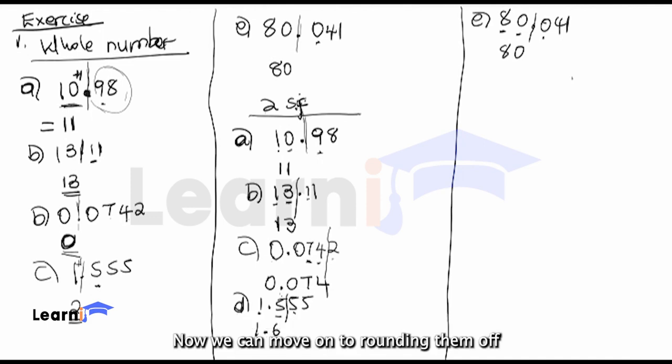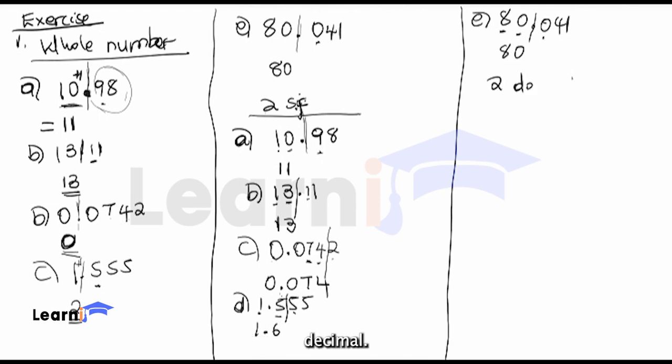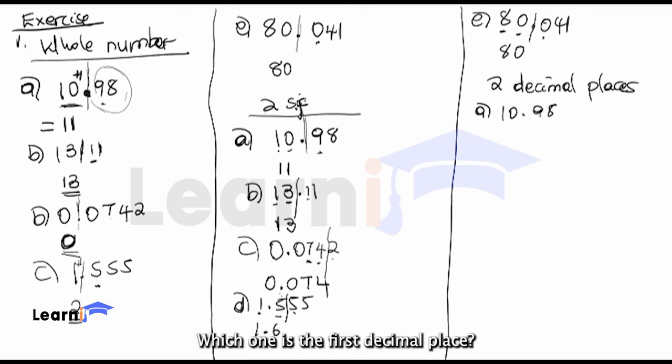Now we can move on to rounding them off to 2 decimal places. Now the first number is 10.98. Which one is the first decimal place? That is 9. The second one is 8. Do we have any number that side? No, meaning our number is going to remain the same.